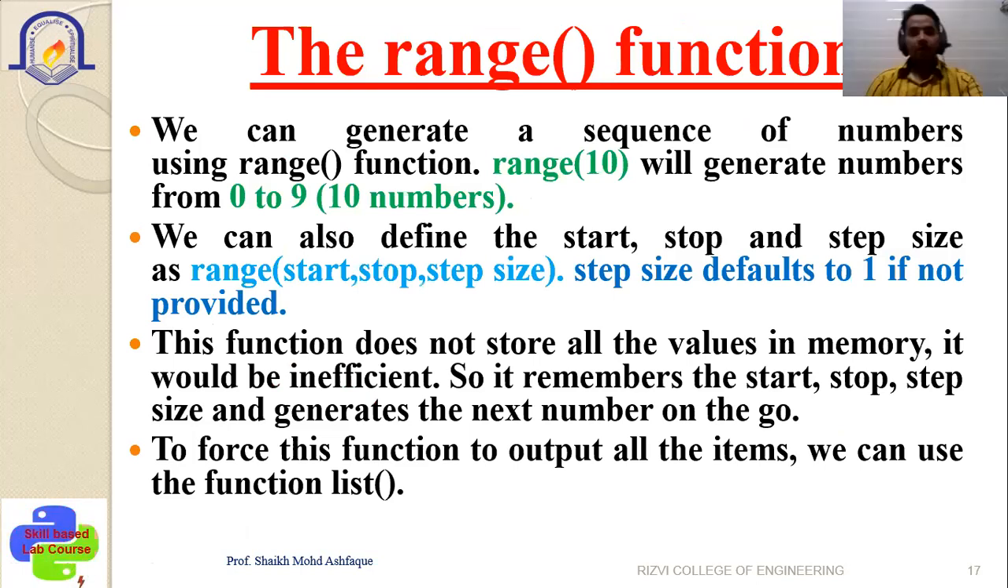Next is range. Range is also used along with the for loop. We have seen range in the data types as well. Range is basically a function, and inside it we pass a parameter. If you write range 10, it will go from 0 to 9, 10 values in total. It will print 0, 1, 2, 3, 4, 5, 6, 7, 8, 9 in that sequence, automatically incremented one by one.